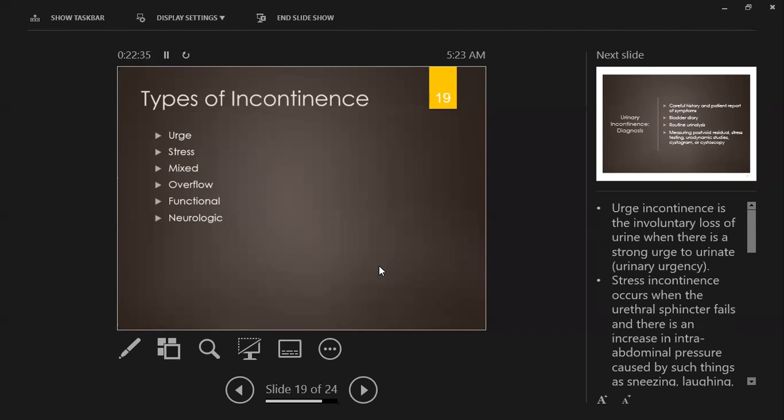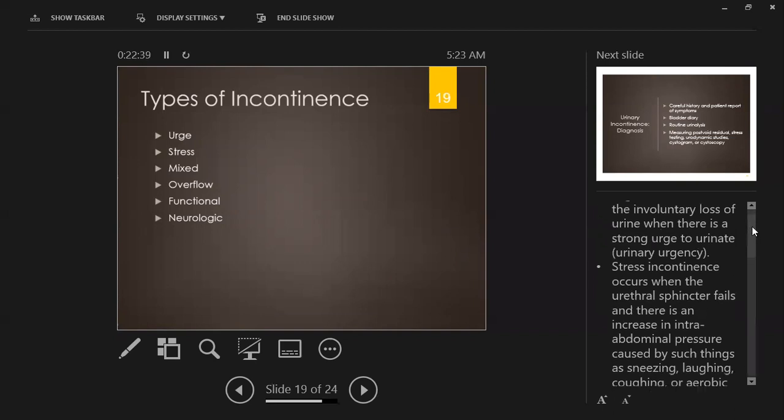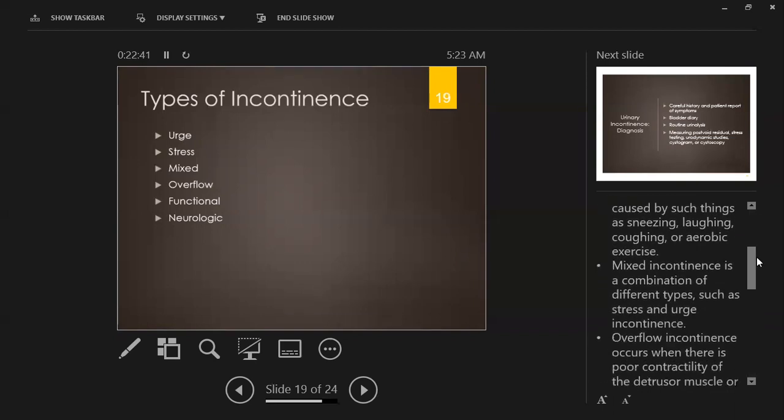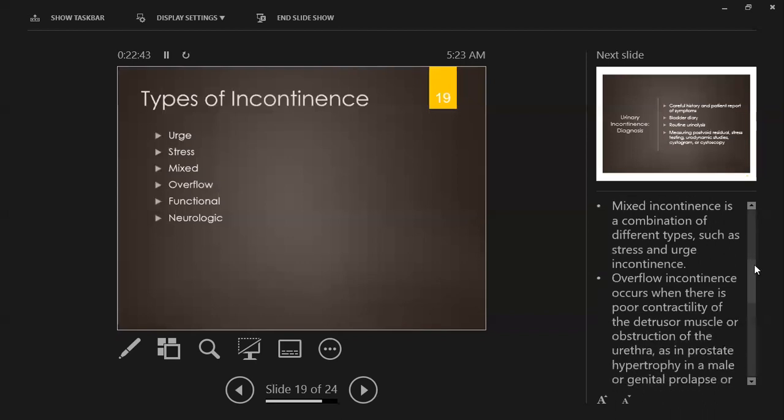Stress incontinence occurs when that urethral sphincter fails and there's an increase in intra-abdominal pressure, maybe sneezing, laughing, coughing, exercise. Whenever you've increased pressure within the abdomen, you're going to put pressure on the bladder. And if that sphincter is not able to withstand the stress, then you have incontinence. Mixed incontinence is where you have a combination of different types of incontinence, maybe stress and urge incontinence together.